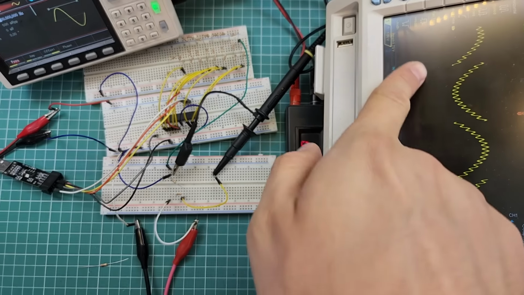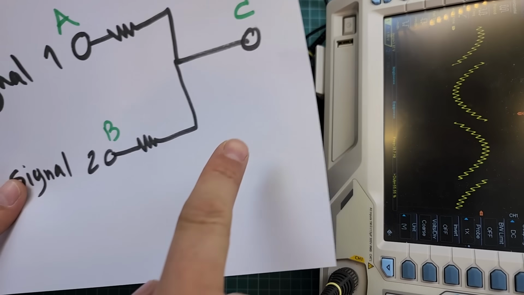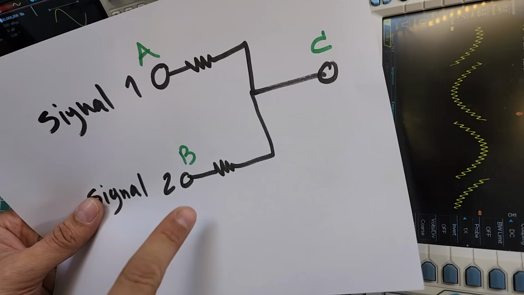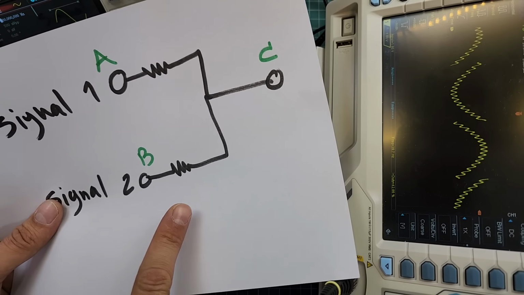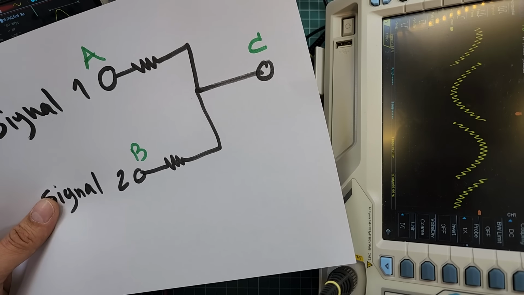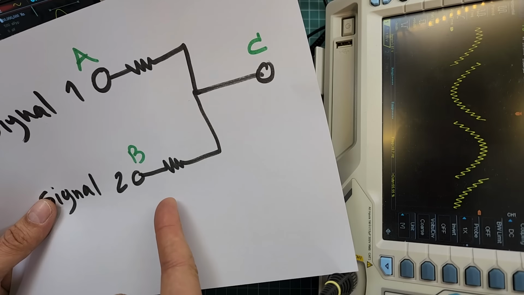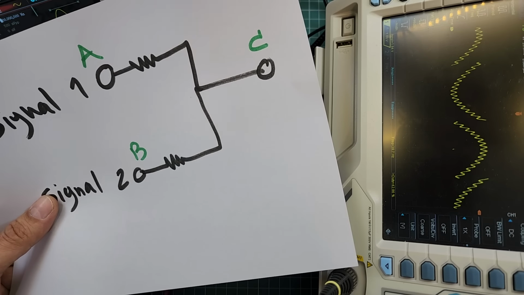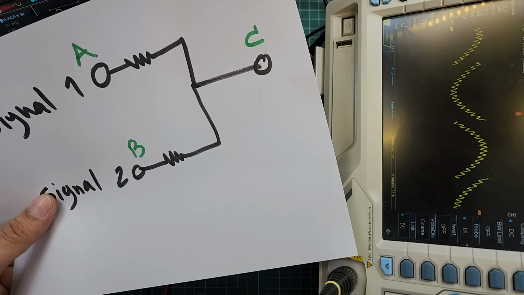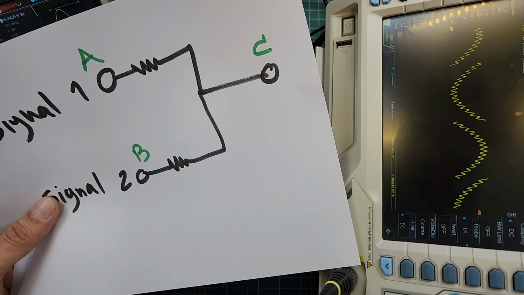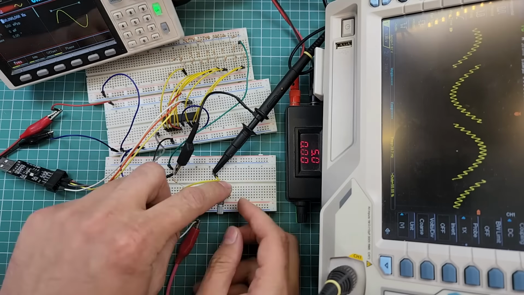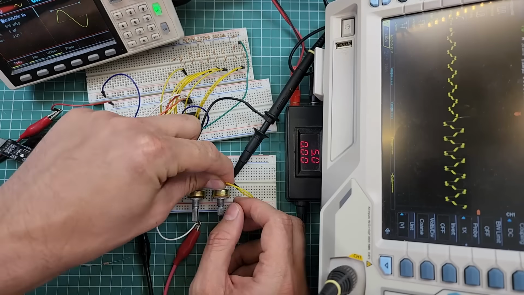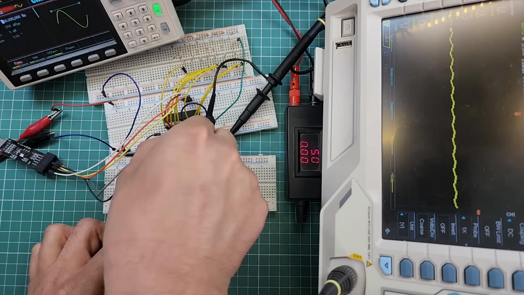As you can see, this is the signal at point C. If the resistance of these two resistors is equal, then the signals will mix equally. But if the resistors are not equal, a signal with a lower resistance in its path will affect the output more than the other. You can use potentiometers instead of the fixed resistors to have more control over the output signal.